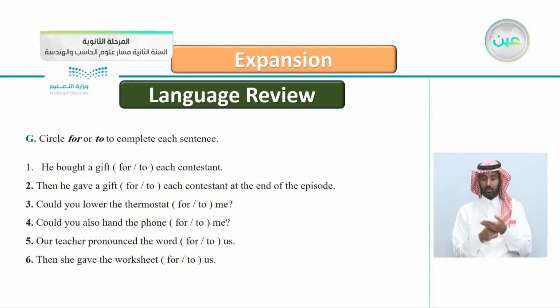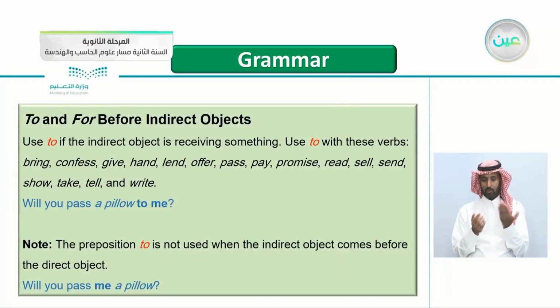The first exercise for today, circle for or to to complete each sentence. Again, circle exercise G, of course. We have 6 sentences, but before we read them, let's revise this part of the grammar: for and to before indirect objects.